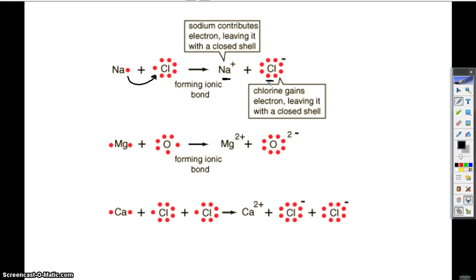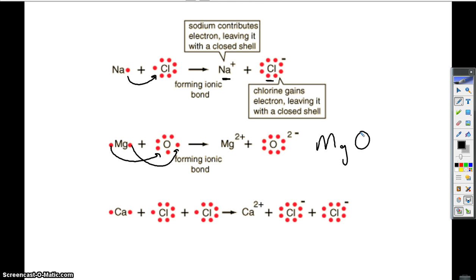Magnesium and oxygen will do the same thing. So magnesium has 2 valence electrons. Oxygen would like to gain an additional 2. So magnesium will give up 2 electrons and form a magnesium ion and an oxide ion. They both have complete outer shells now, but they are attracted to each other and they form magnesium oxide.